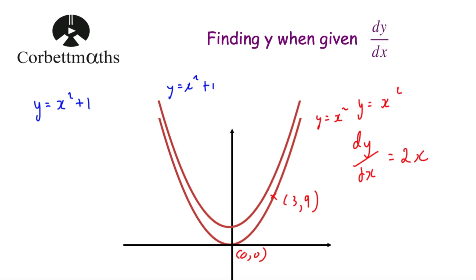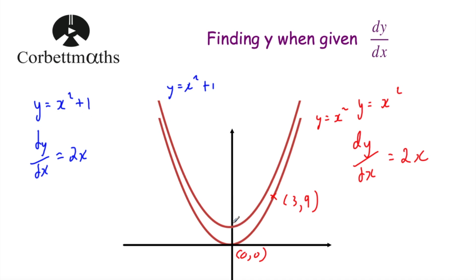Now, if we differentiate y is equal to x squared plus 1, we get that dy by dx is equal to, well, bring down the power, so 2x, and then reduce the power by 1, so it'd just be 2x. And when we differentiate this 1, that becomes 0. So this plus 1, when you differentiate it, you just get 0, because it doesn't affect the steepness of the graph.